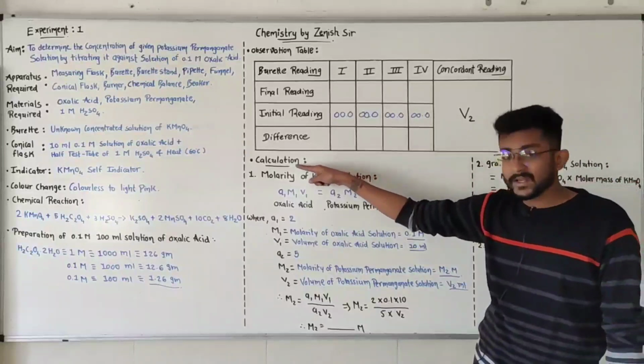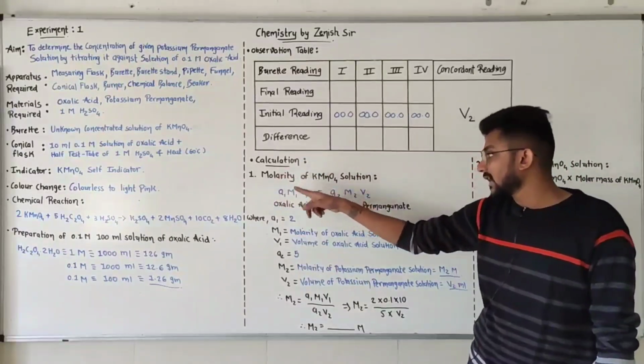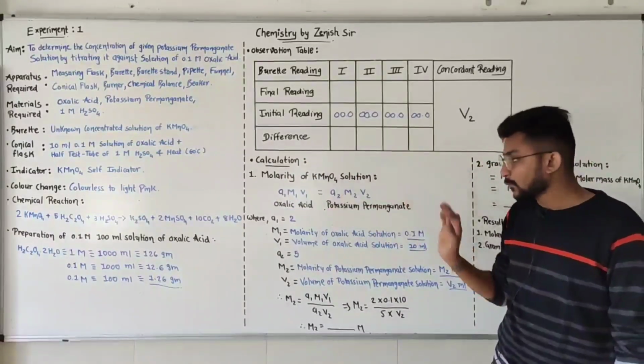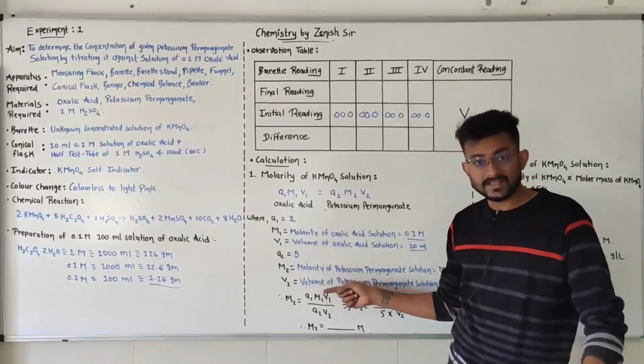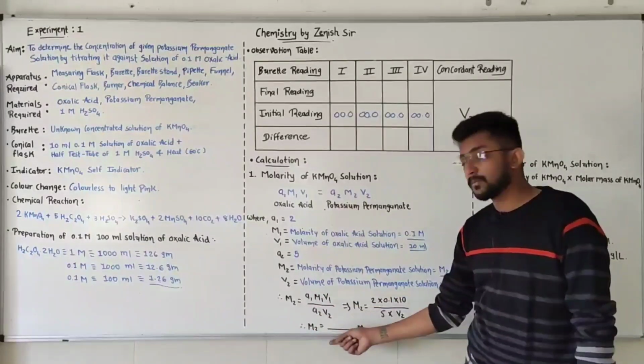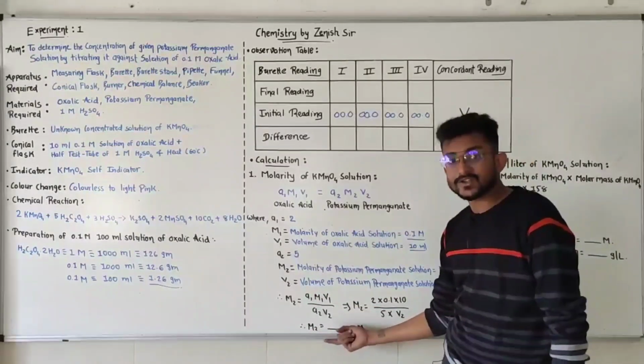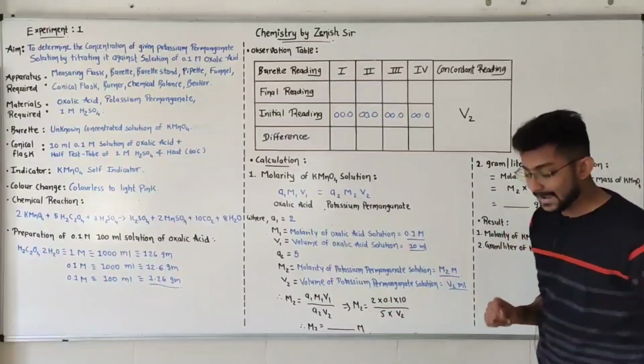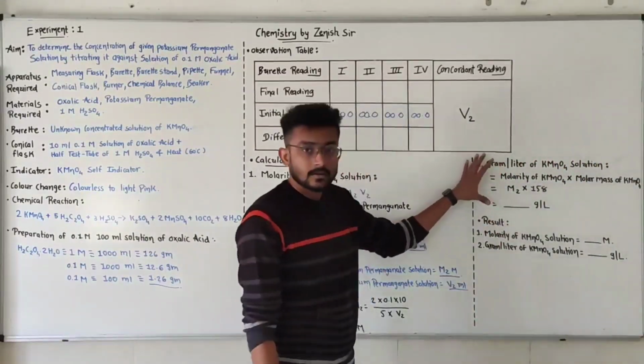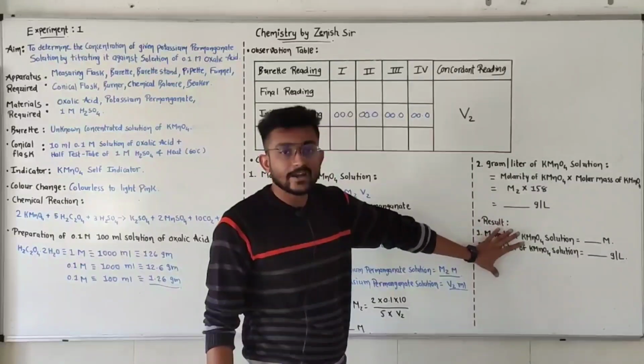After that, you calculate. For the calculation of molarity, this formula is used. You have to mention every single value and what it is. After that, you calculate the molarity. After the calculation of molarity, you will calculate gram per liter, and after the gram per liter, you have to write your result.